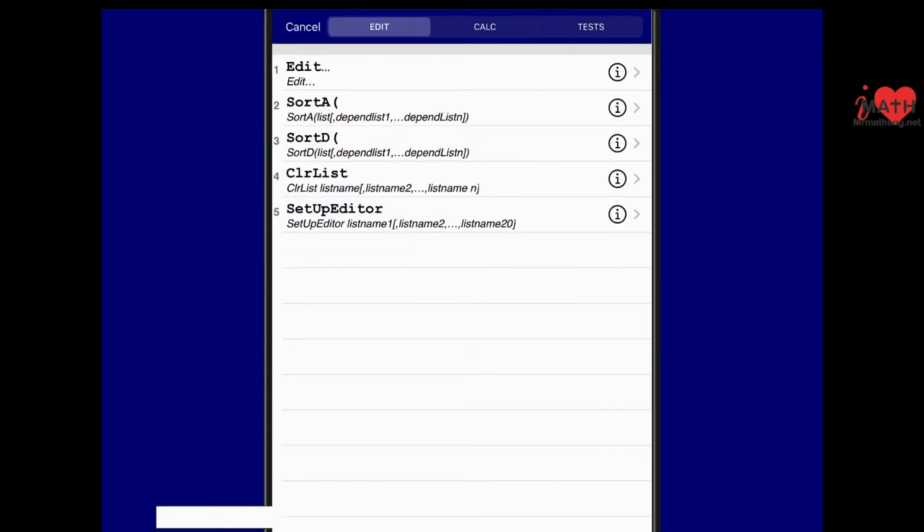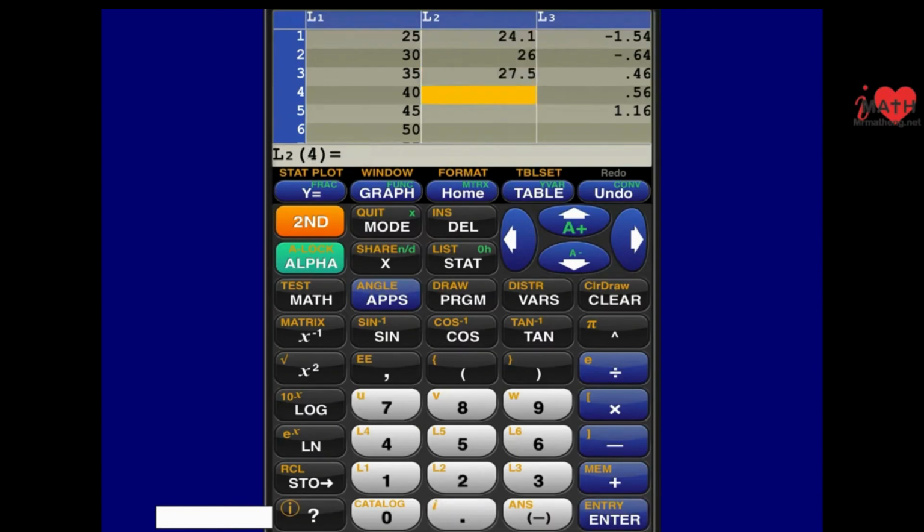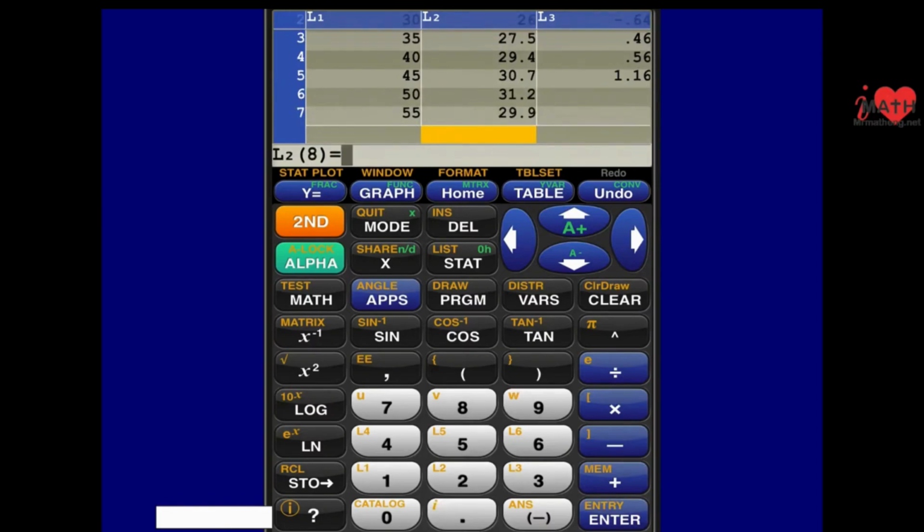Left arrow, stat, edit. Go up there, press clear, enter, and then it looks like it's just counting by 5s: 40, 45, 50, 55, and then 24.1, 26, 27.5, 29.4, 30.7, 31.2, and 29.9. Okay, I see that my lists match.